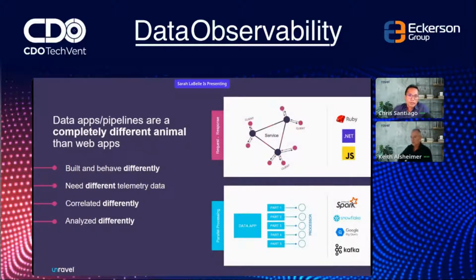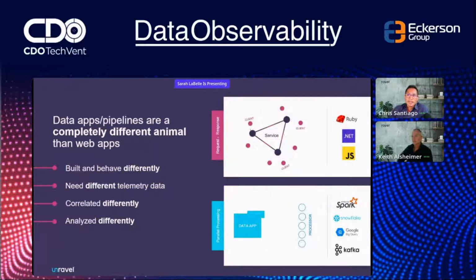Now, when you try to apply this to modern data stacks like Databricks or Snowflake or Kafka, we're talking about parallel processing here, right? So it's a different vocabulary, different ideologies, different pain points. Trying to apply the same DevOps tools that used to work for teams a couple of years back is not a good fit here on the data teams.